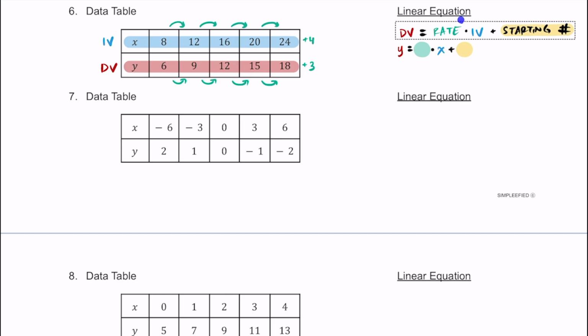So to find this rate, what we're going to do is take this 3 and divide it by 4. That's just going to be 3/4. So we know that's going to be our coefficient or the rate here. Okay. Now, what about the starting number? Well, for the starting number, we need to find when x is 0.